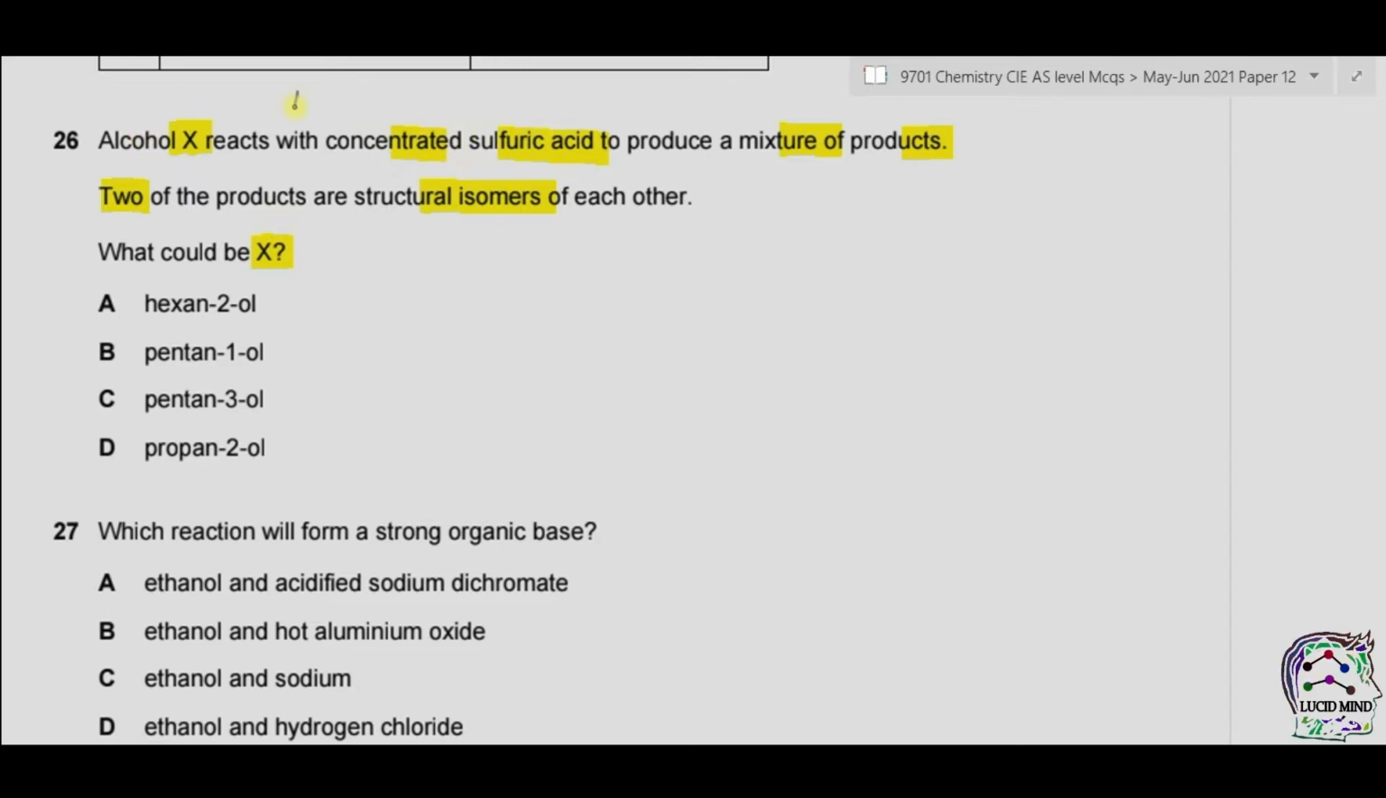Alcohol reacts with concentrated sulfuric acid to form alkene along with the removal of H2O. Structural isomers are those compounds that have the same molecular formula, but different structures.